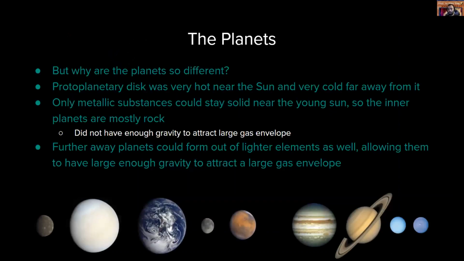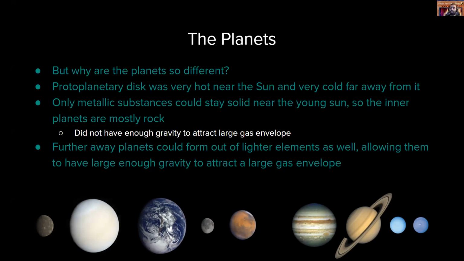Right. So now that we have the star and we have planets starting to be made, we can talk about the planets themselves. Something we might notice when we look at the planets is that there's four main types of planets. There's rocky terrestrial planets that are close to the sun, and there's more gaseous Jovian planets farther away. And we might want to ask why this is.